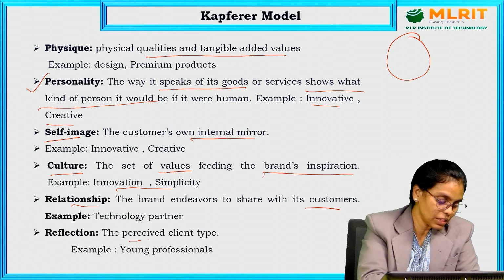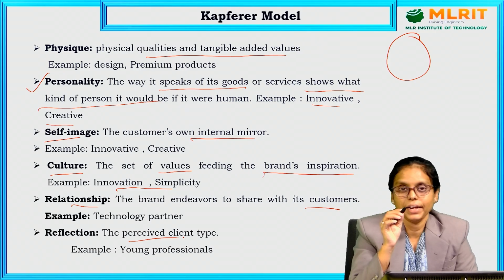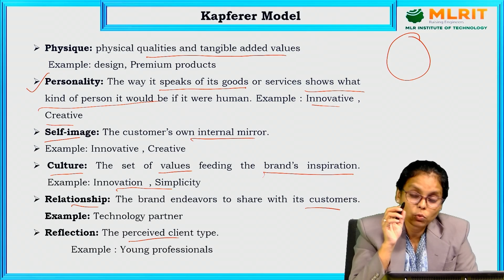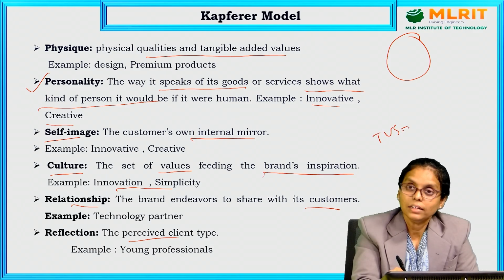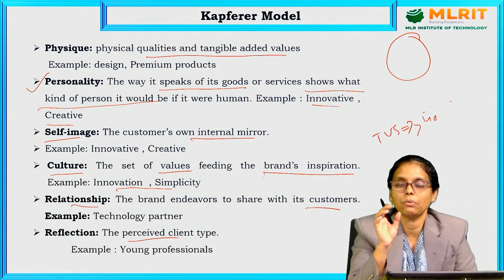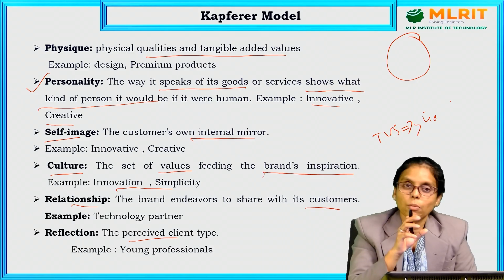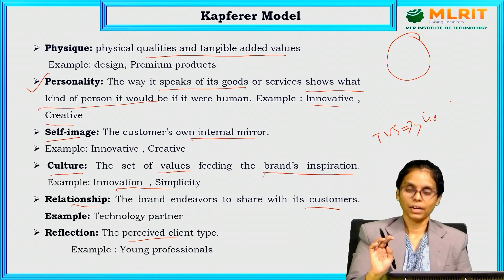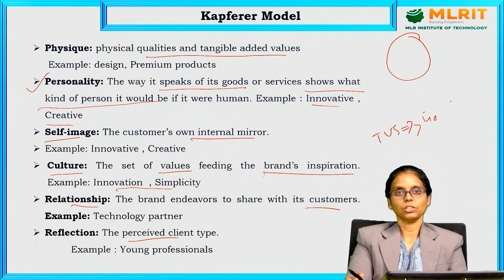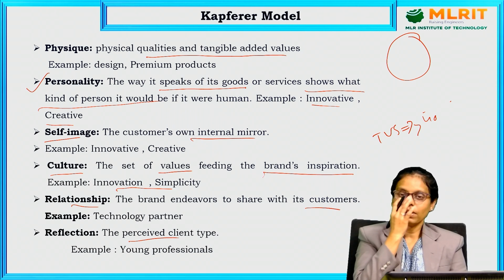And the last one that we have is perceived client type. Now, to whom are you addressing? As I said just now, the TVS brand. Will it focus on the youngsters? No. It will focus on people who are above 40 years, who want convenience while traveling. For such people, TVS will focus. This is about the reflection of a brand. So these are the 6 different dimensions that Kapferer has defined.